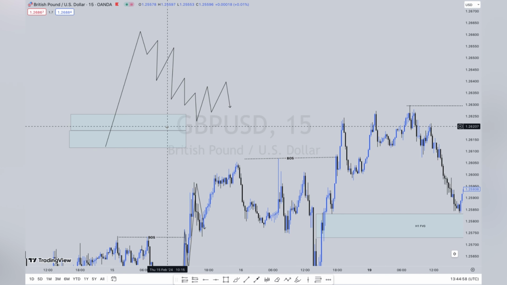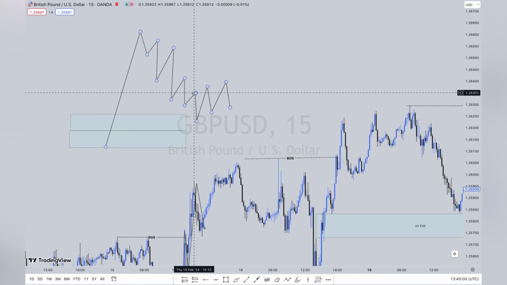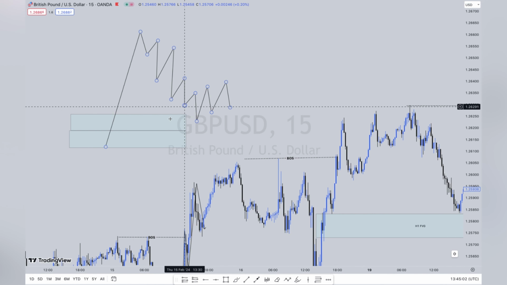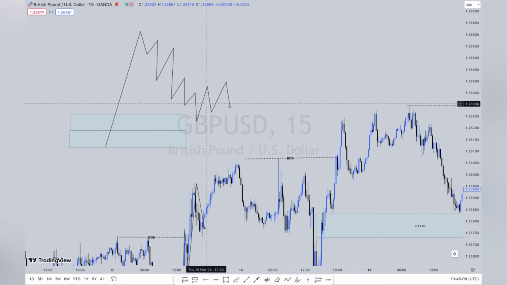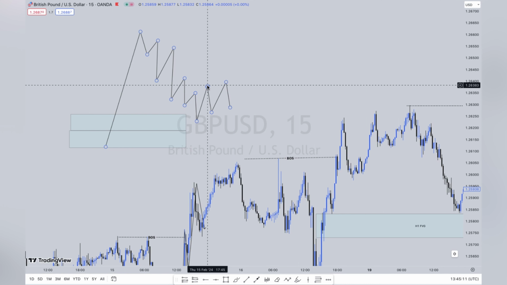All right. So whatever price mitigates first, you have to make sure that the trend that came into that mitigation has to be changed. Until that trend is changed, it's only going to be a roller coaster for you.